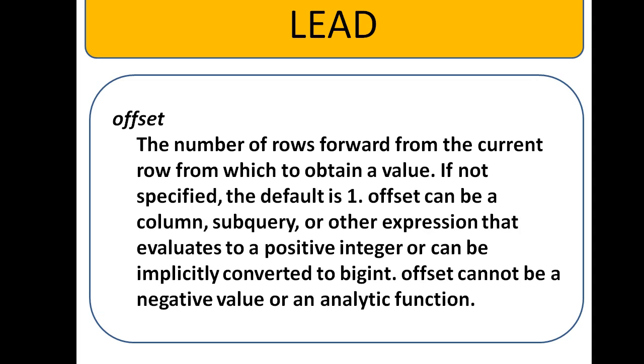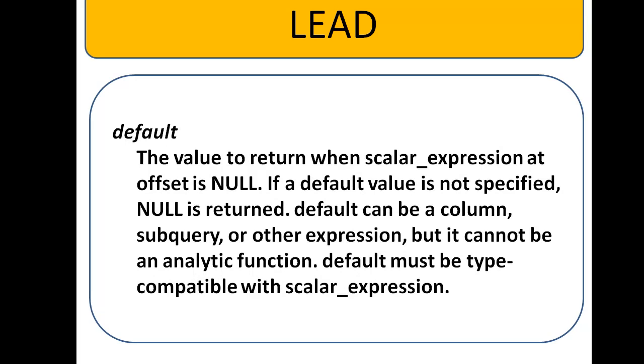The third parameter is default, the value to return when the scalar expression at offset is null. That means the given position is not available in the current set, so it will return null. If a default value is not specified, null is returned. Default can be a column, subquery, or other expression, but it cannot be an analytic function. Default must be type compatible with the scalar expression. So it's equal to ISNULL.